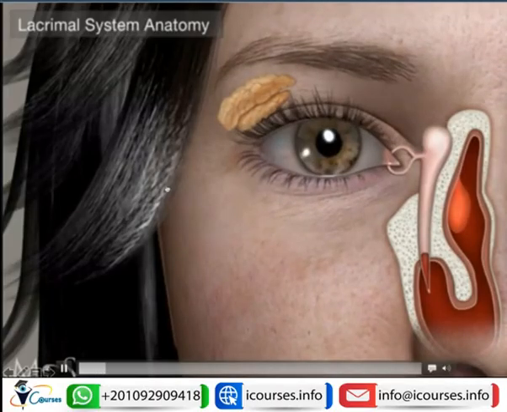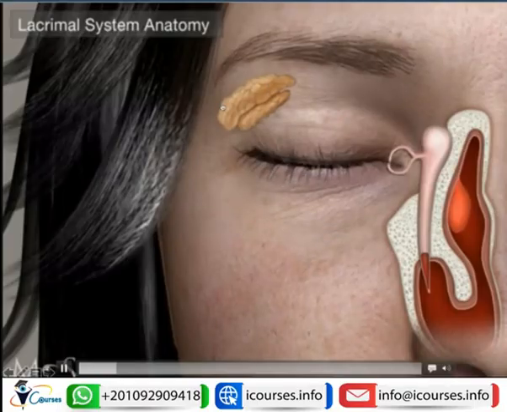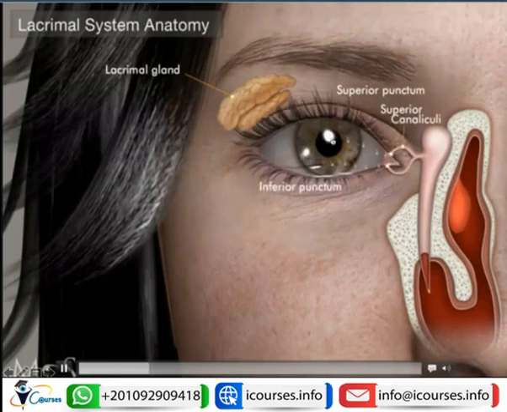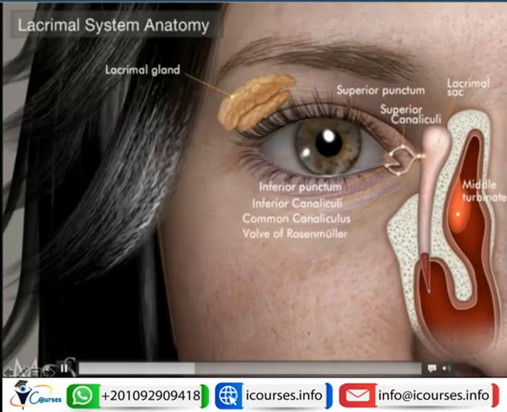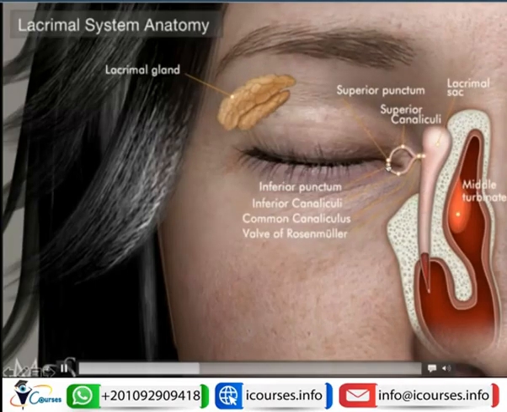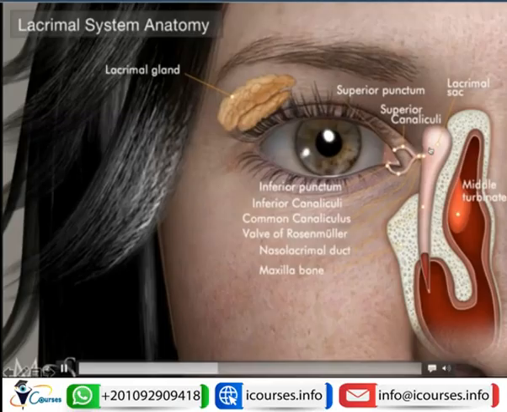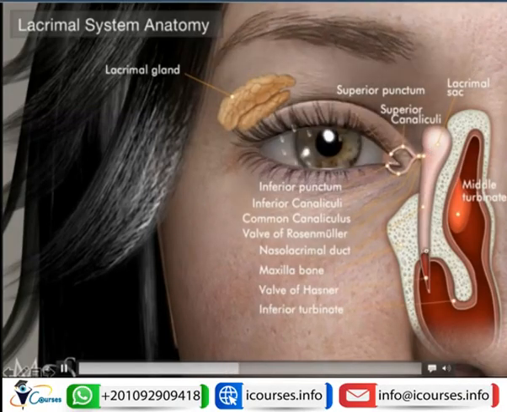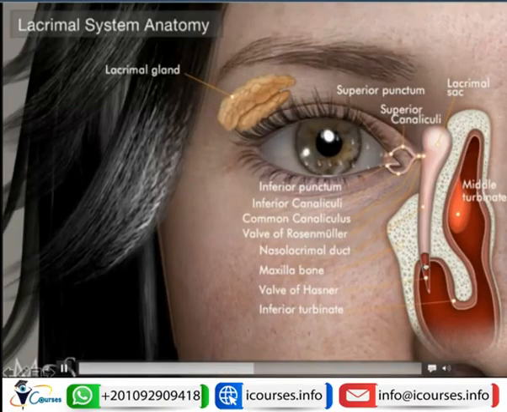So we have here the main lacrimal gland that secretes the tears over the conjunctival sac, and the tear passes through the inferior lid margin to reach the puncti and the canaliculi and the common canaliculus to the lacrimal sac, nasolacrimal duct, and finally the tears emerge from the nose just below the inferior turbinate through a valve of Hasner.